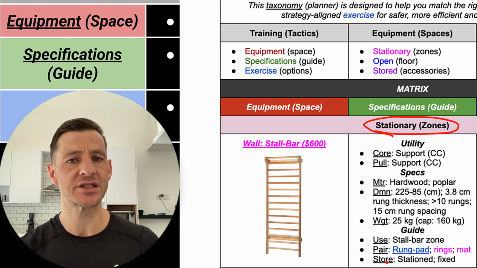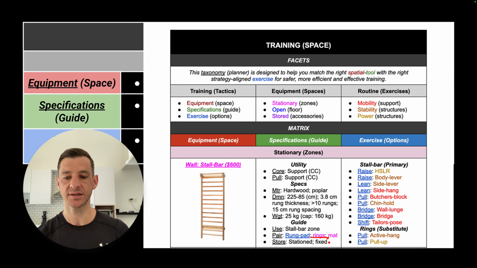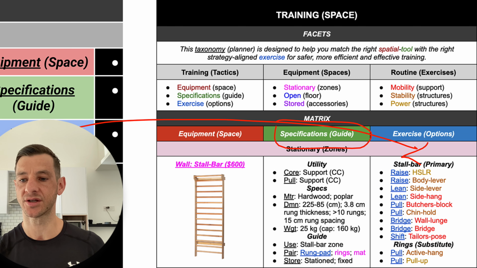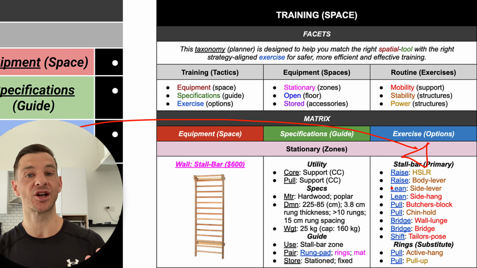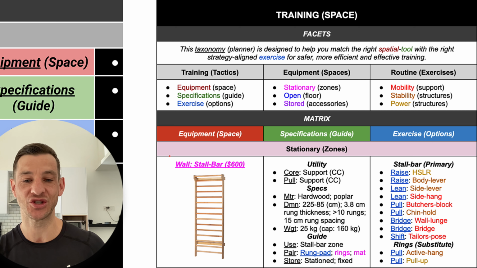Can we pair this piece of equipment with other pieces of equipment? Yes. We've got a rung pad. We have rings that we can suspend from the stall bar. And of course, a mat that we like to place right in front of it. And where do we store it? Well, because it's a fixed stationary zone piece of equipment, it's stationed in a fixed position. To the right of our matrix, right next to our specifications guide, we have our exercise options. This is asking the question, what are the primary and secondary use cases for the stall bar?